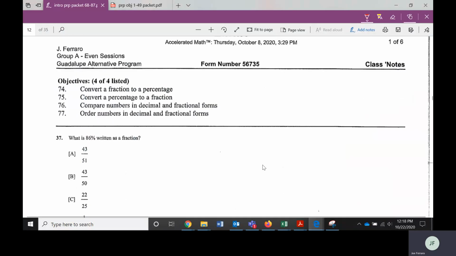So if you don't have your packet yet, hit pause, go grab your packet. When you get your packet, you want to open up to the page that starts with these objectives here, 74 through 77. This little section will have 4 objectives. The last 2 we've done had 3.